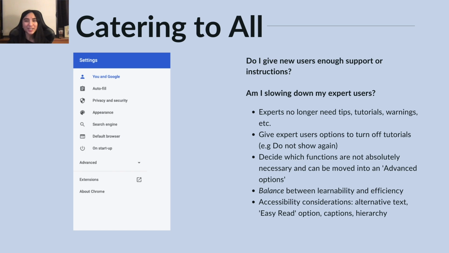Decide which functions are not absolutely necessary and can be moved into advanced options. This prevents your application from overwhelming your new users with too many controls and too many functions. Often it's a balance between learnability and efficiency: your new users learning how to use your application, and your expert or returning users being able to maintain a high level of productivity.